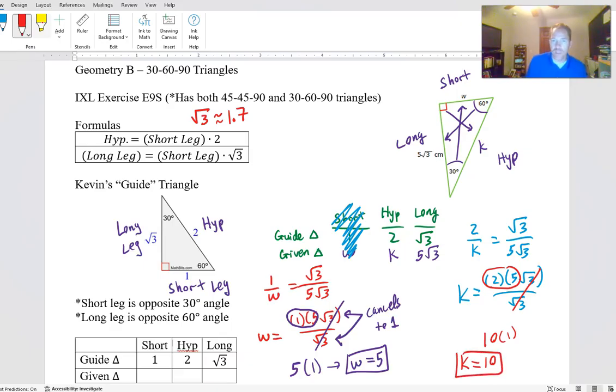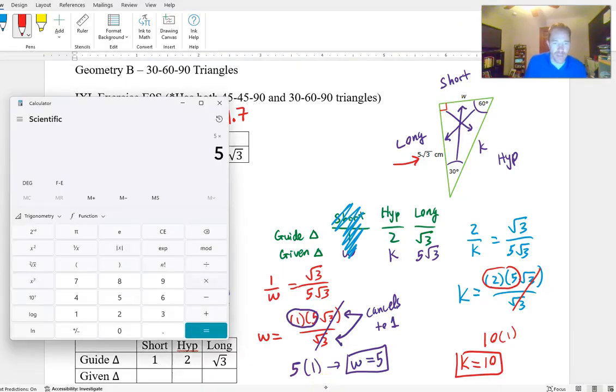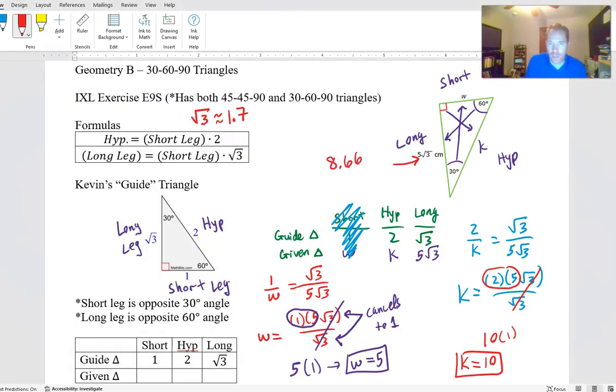Last thing I'm going to do just to make sure is I'm going to say, all right, this long leg needs to be kind of the middle side. It needs to be bigger than the short leg, but smaller than the hypotenuse. So I'm hoping 5 square root of 3 comes out to be something between 5 and 10. 5 times square root of 3 is equal to 8.66 something. So I go, all right, so seems reasonable. Short leg is 5, long leg is 8.6 something, and hypotenuse is 10. So everything is reasonable here.